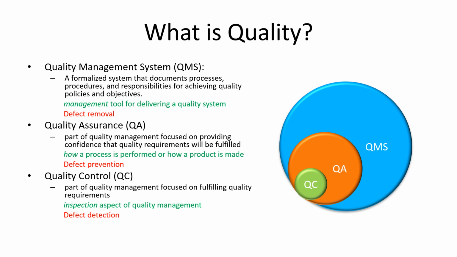Within the quality system, of course, is quality assurance, and quality assurance is focused on confidence that the quality requirements are being fulfilled. How things are done and how a product is made or a process is delivered is important, and it's around defect prevention. And then we move to quality control. This is a subpart, again, of the quality assurance and focuses on fulfilling the quality requirements. So this is around inspection to make sure we are doing what we said we would do. This is around detection of defects.